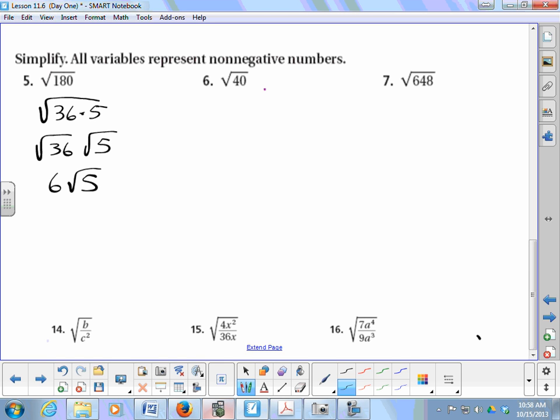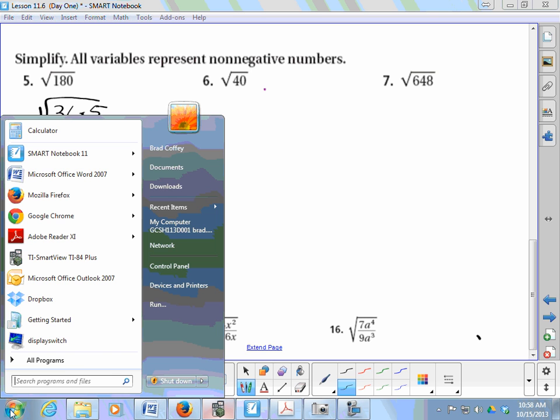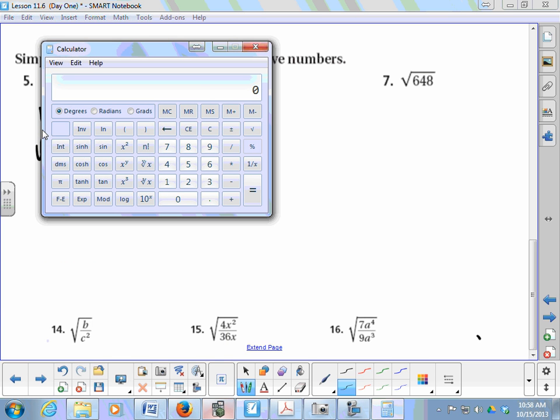Even if all I have is a regular calculator, we know what the squares are, right? You have them written down. So what I could do is just start going 180 divided by 4. That's the first square. Okay, it works, 45. But is that the biggest one? So you would need to check to see what's the biggest one. So I do 180 divided by 9. Oh, that works too.